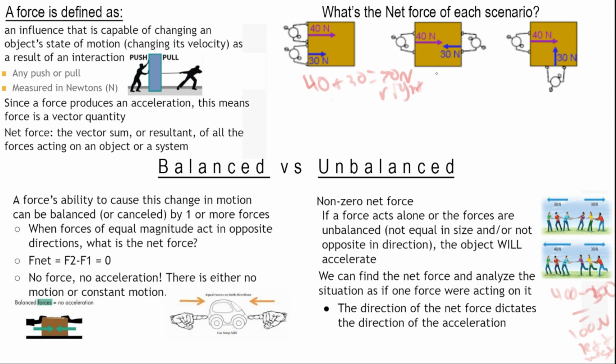So now let's do the second one. Now we have the same guy here moving 40, but this time the other guy is moving against him at 30. So that would be 40 minus 30, and that's equal to 10 newtons to the right. Since this guy is still pushing at a higher force, he is going to be moving this box to the right more by 10 newtons than this guy trying to oppose him to the left.